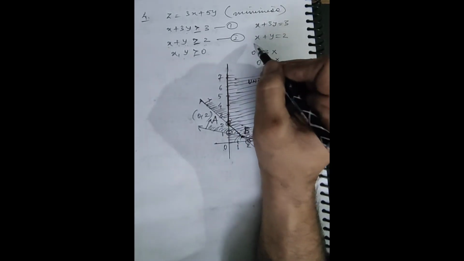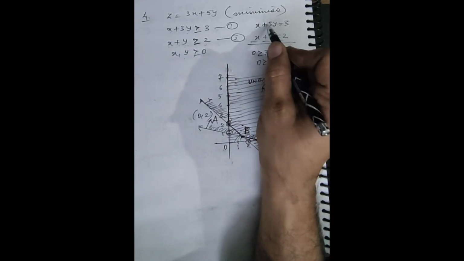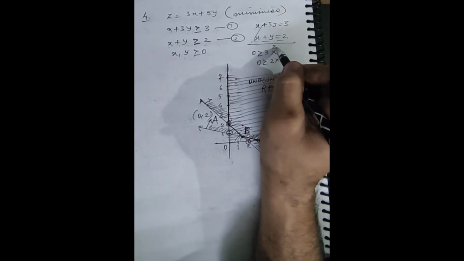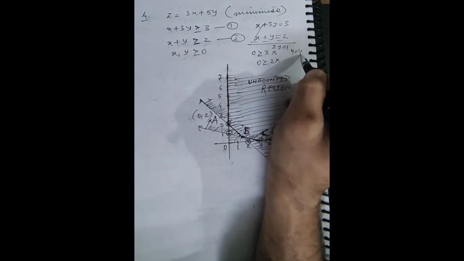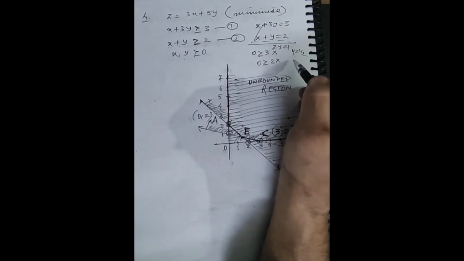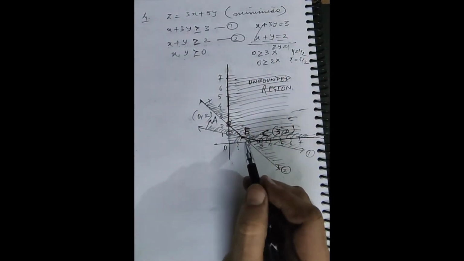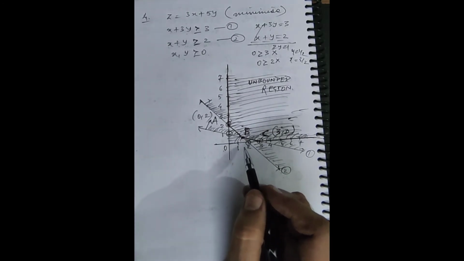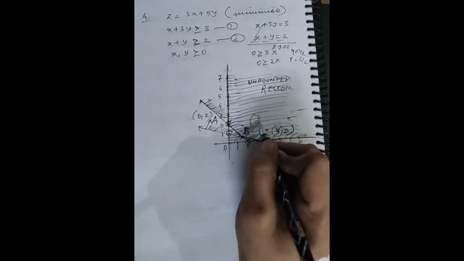Now the intersection of these two we have to solve. Actually, subtraction. This gives you 2y equal to 1, so y is equal to 1 by 2. Substituting in either equation, we get x equal to 3 by 2. So this point will be 3 by 2 comma 1 by 2. So we can make the table now, which is required.